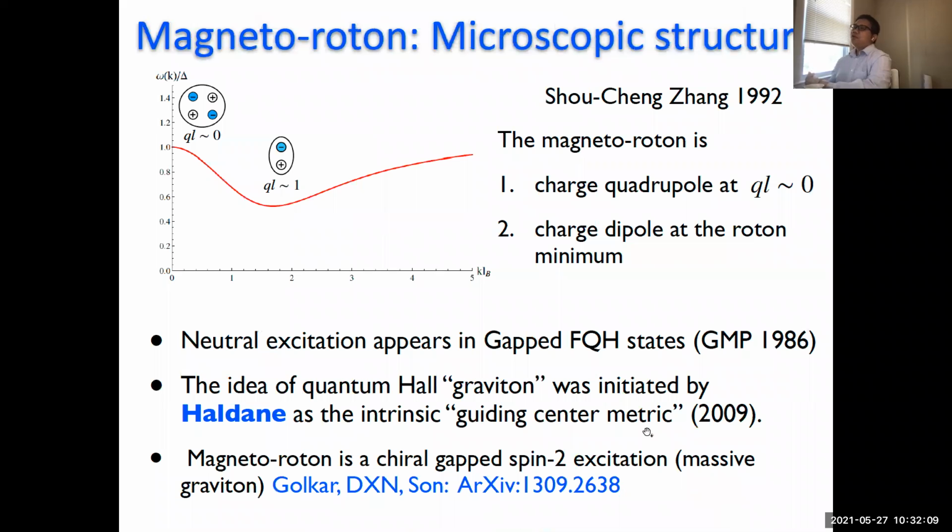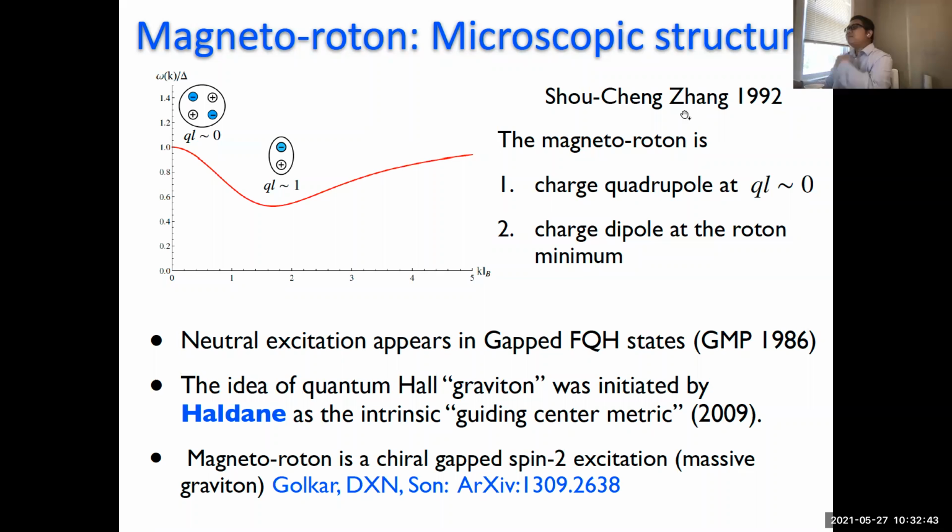In the fractional quantum Hall, we have another neutral excitation, which is the magnetoroton excitation, introduced by Girvin, MacDonald, and Platzman in 1986. And Haldane suggests that this neutral excitation is a spin-2 mode. And in my other paper with Gromov and Son, we show that this excitation in the long wavelength limit is a chiral gapped spin-2 excitation, and it is a massive graviton in the fractional quantum Hall.